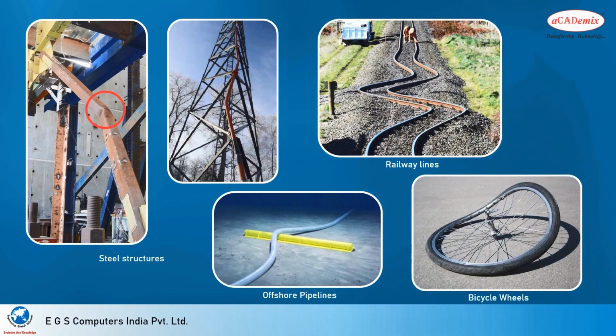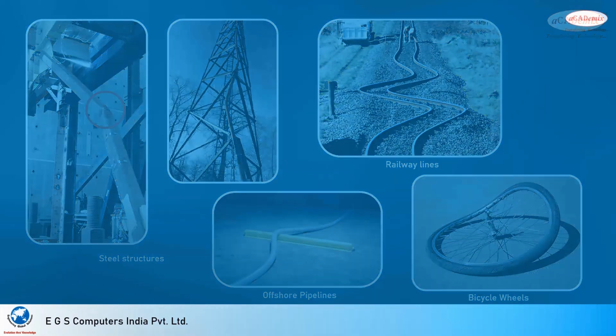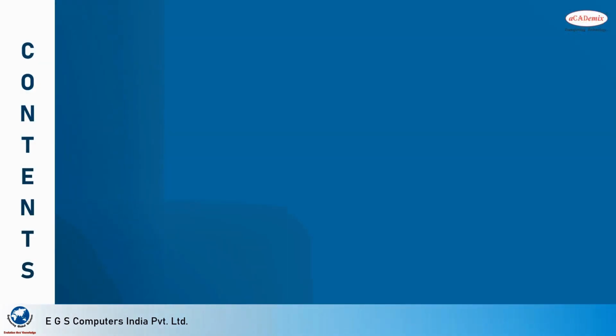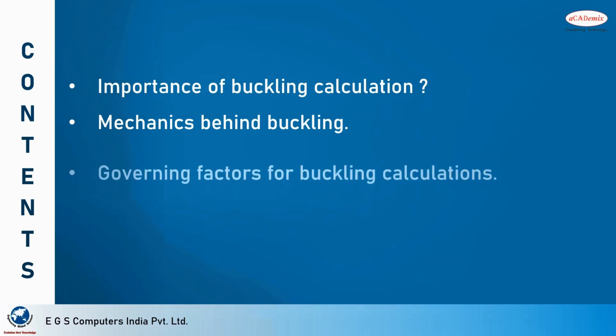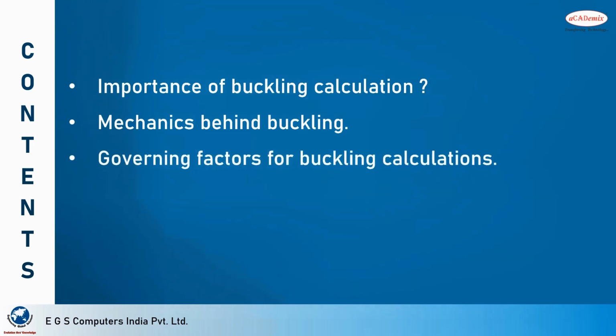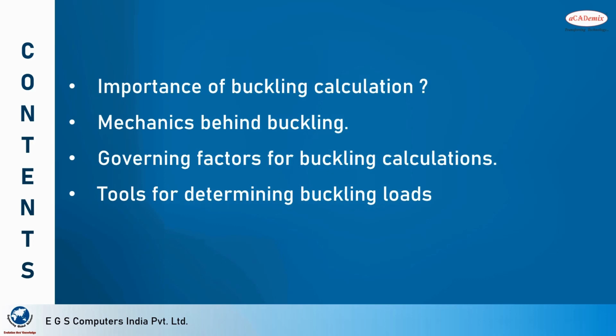Another example is a conventional bicycle wheel consisting of a thin rim kept under high compressive stress by the inward pull of a large number of spokes. Today, we shall go through these details of buckling: importance of buckling calculation, mechanics behind buckling, governing factors for buckling calculations, tools for determining buckling loads, analytical and FEA calculations.